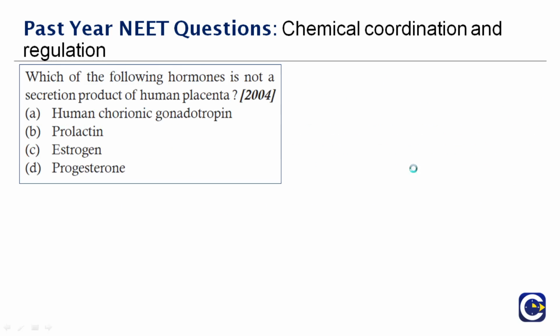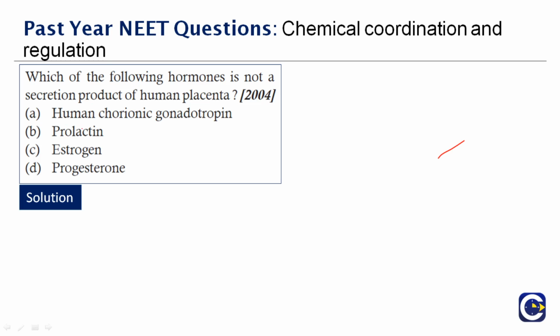Let's move to the next question here. Which of the following hormones is not a secretion product of the human placenta? Very easy question. Which one is it? See, HCG, progesterone, estrogen, all these are from the placenta.